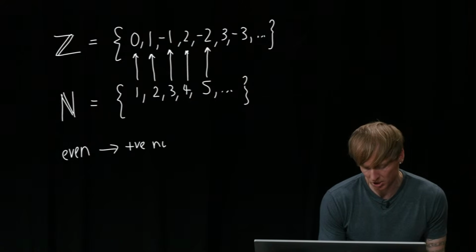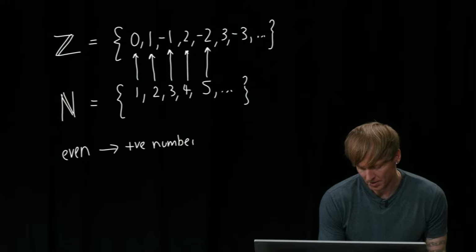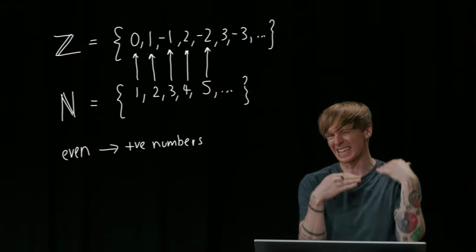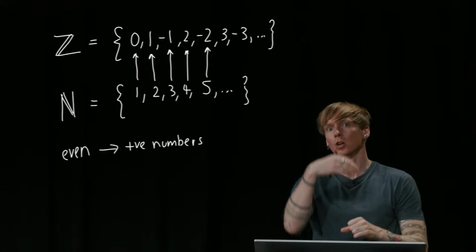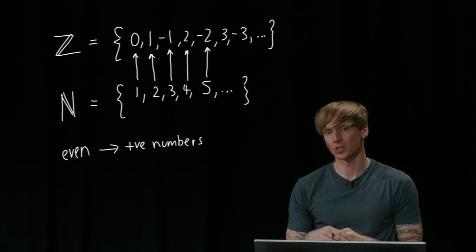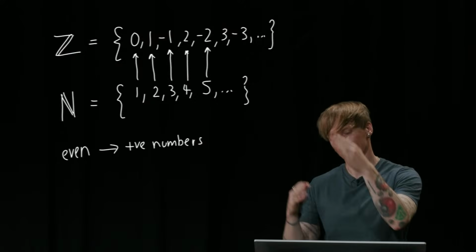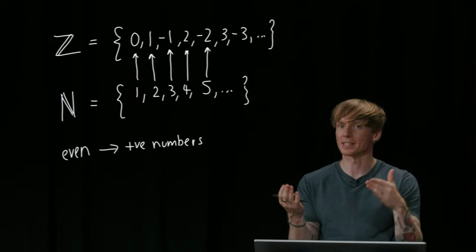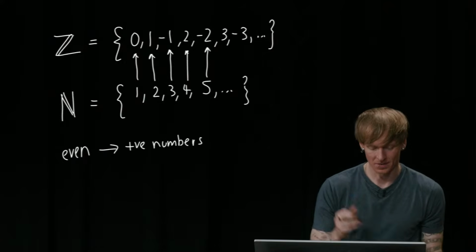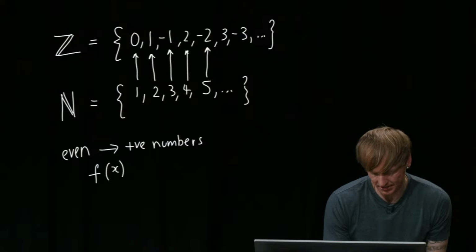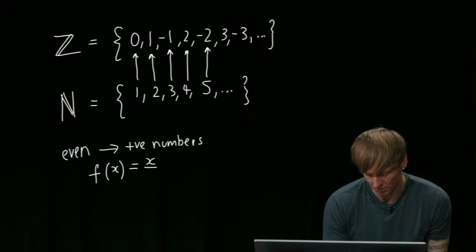We're seeing 2 is mapping to 1. We're seeing 4 is mapping to 2. So all of the even natural numbers go to positive integers. Again, 2 going to 1, 4 going to 2, 6 would go to 3. There's a pattern, we're just halving it. So if the input is even, then f of x is just x over 2.